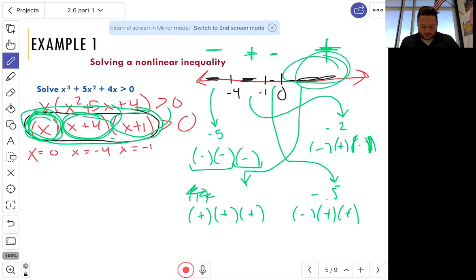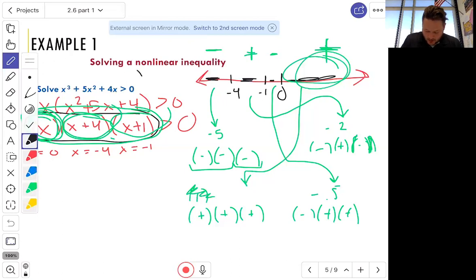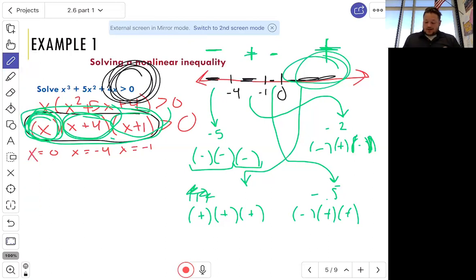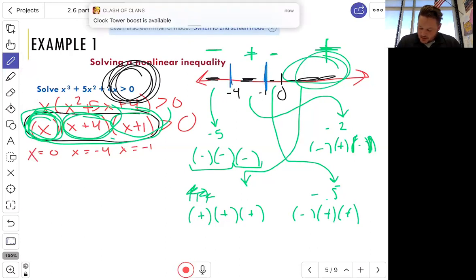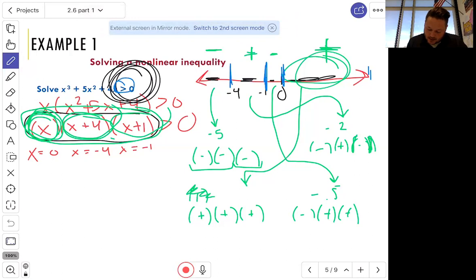Now, if you notice here, what I want is when that function is greater than 0. It's greater than 0 wherever it's positive. So I'm thinking of this interval from here to here, as well as this interval from here to here. So I have to write that. Notice it's greater than, not greater than or equal, so I'm going to use parentheses.